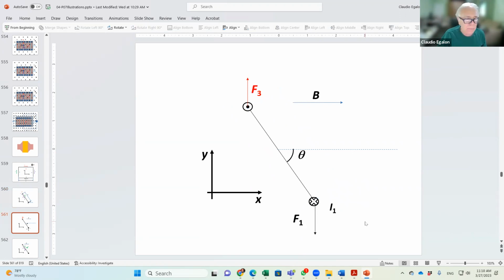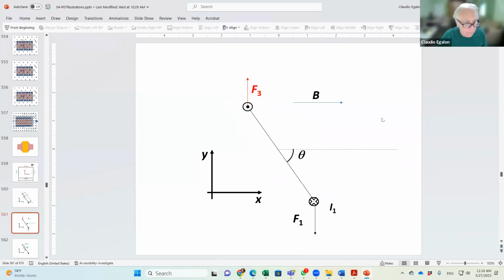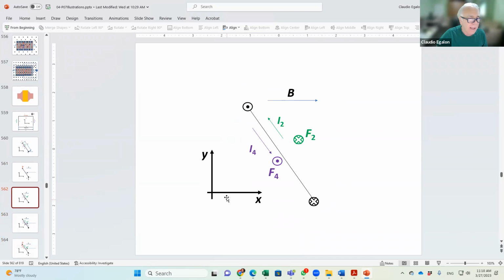Okay. What about the other ones? Current going into the board. What about I2 here? The arm number 2. I2, you cross with B, you produce a force into the board that I didn't illustrate here. Let's see, must be illustrated here. Yeah, here you go. F2 is illustrated here. See that?